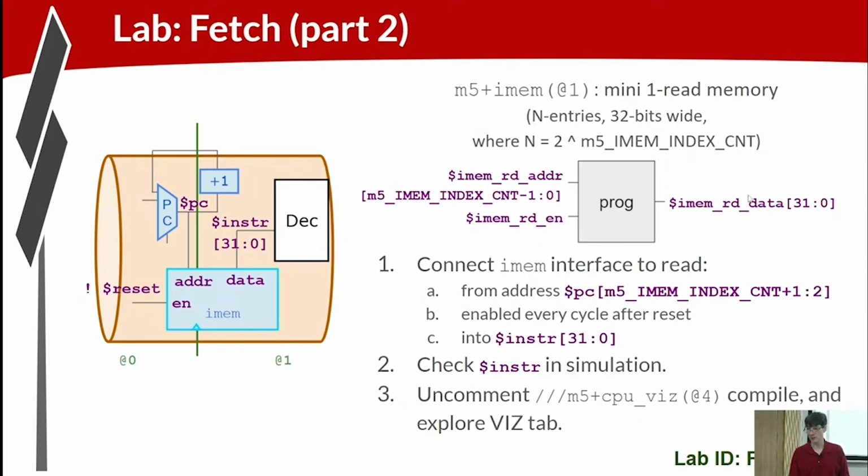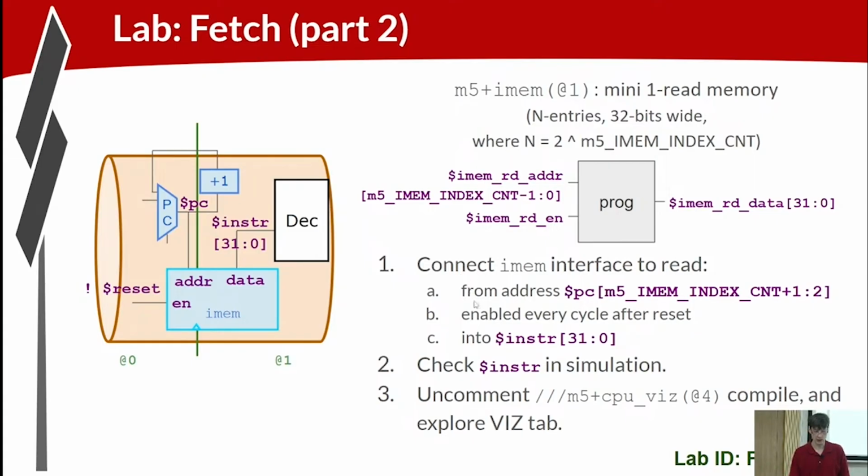And we have the data coming out. All right, so that's our interface. That's what we need to hook up. We have our PC logic that's providing the PC. The address that we want to read is given by the PC. The PC is a byte address, so the lower 2 bits of that byte address had better be 0. We're just going to assume they are and ignore them.